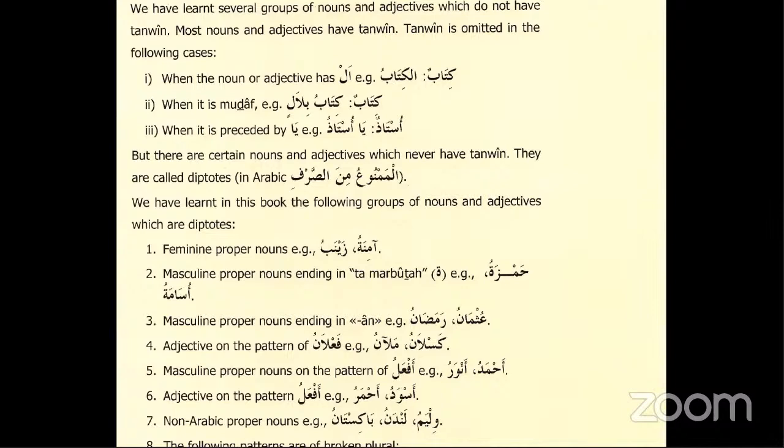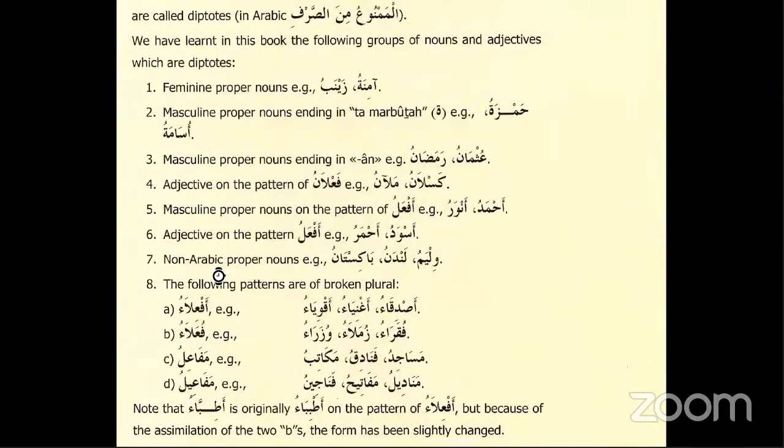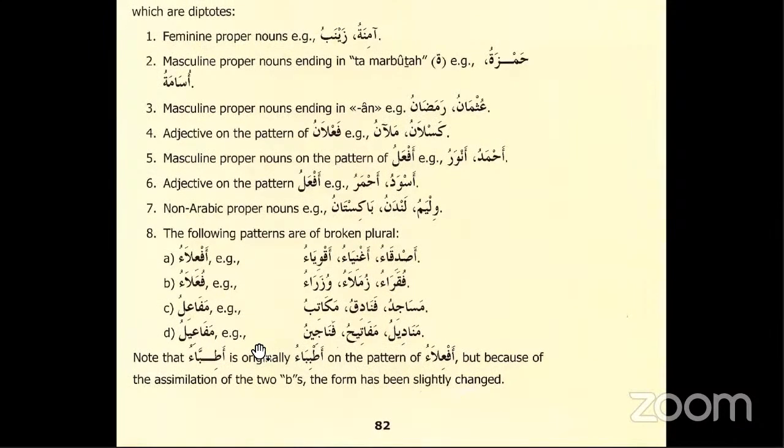Excellent. Okay. Let's bring the next person. Sister Bilqis, can you read 5, 6, 7, and 8? Definitely. Bismillahirrahmanirrahim. Masculine proper nouns on the pattern of af'alu, for example, Ahmadu, Anwaru. Adjectives on the pattern of af'alu, that is aswadu, ahmaru. Non-Arabic proper nouns, for example, Williamu, Londonu, Pakistanu. The following patterns are of broken plurals.